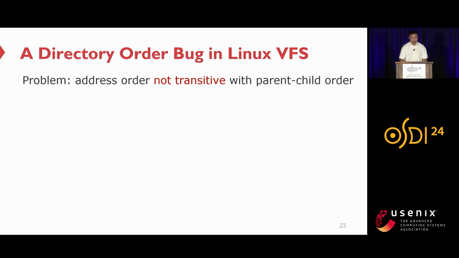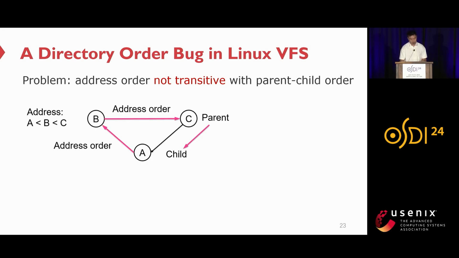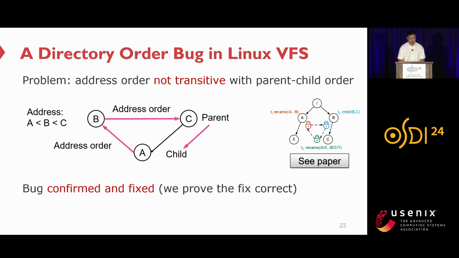However, address order is not transitive with parent-child order. For instance, a larger address parent may wait for its child. We have constructed a deadlock bug. You can see our paper for the detail. This bug was confirmed and fixed by the maintainer, and we also proved the fix correct.